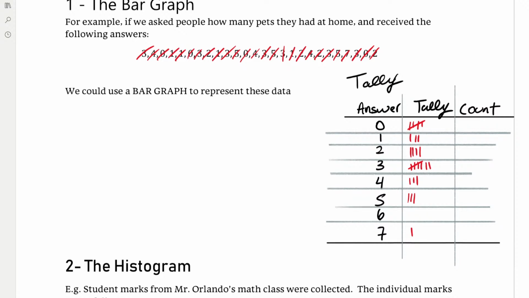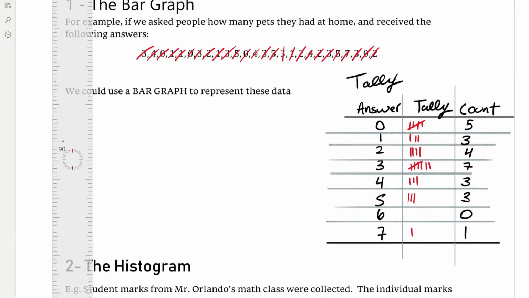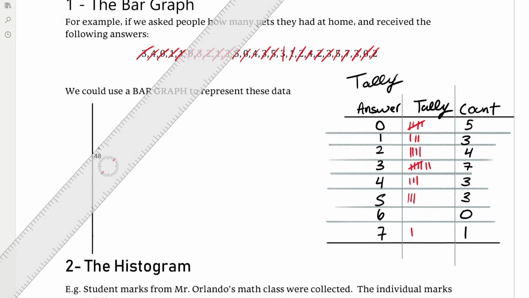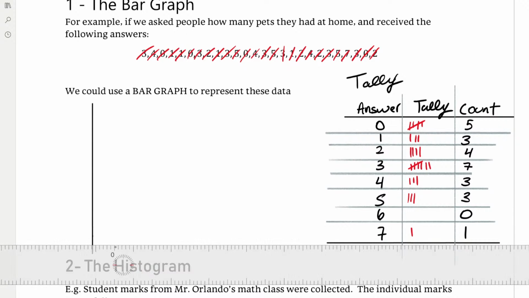So we're going to say how many zeros was that? That was 1, 2, 3, 4, 5. 3 1s, 4 2s, 7 3s, 3 4s, 3 5s, 0 6s, and 1 7. And now when we go to make a graph of this, we would just kind of go like this.